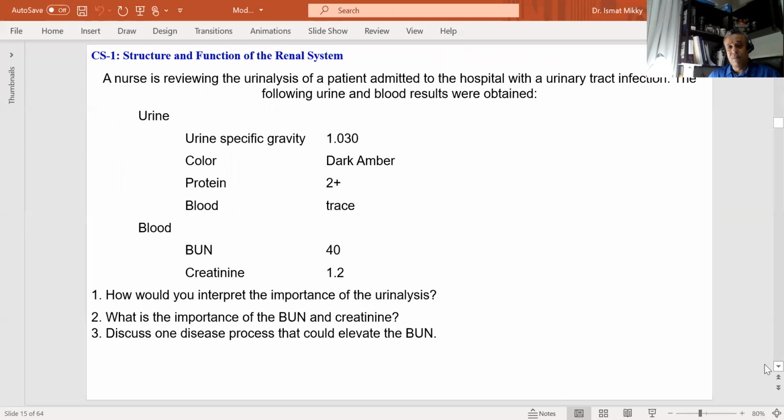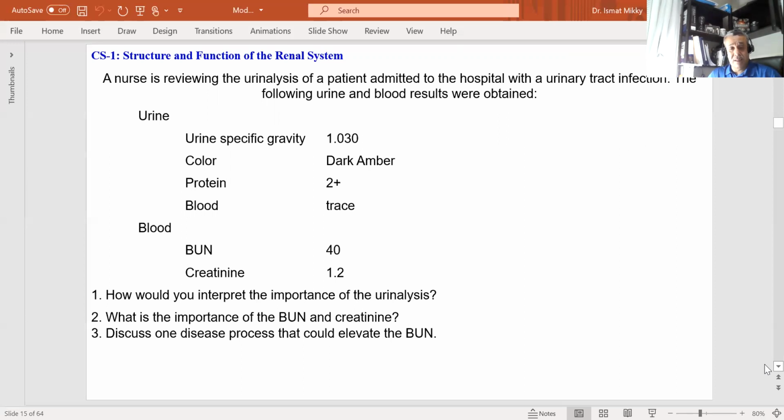The first case study: as you review the urinalysis, or UA, of a patient admitted to the hospital with a urinary tract infection, a UTI, you found these results: specific gravity for the urine 1.03, color dark amber, protein +2, blood trace, and then the BUN, blood urea nitrogen, is 40, and creatinine 1.2. Now, the first question is: how would you interpret the importance of the UA, or what is called urinalysis?